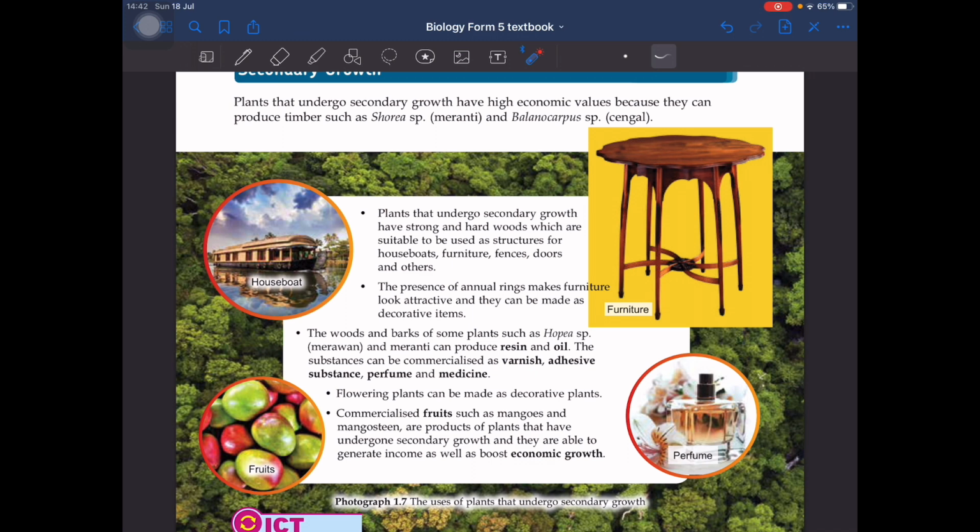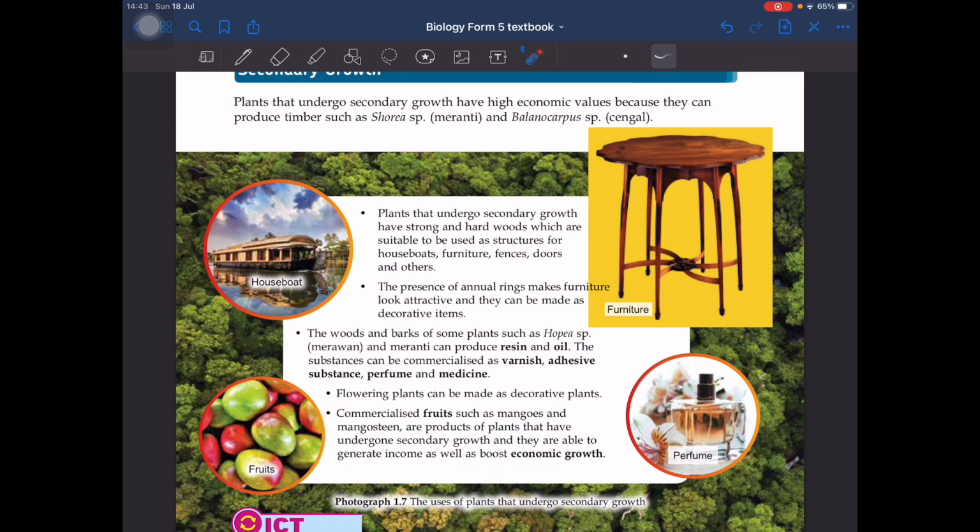Okay, then we go to the third point, which is the woods and barks of some plants can produce resin and oil. So this can be commercialized as varnish, adhesive substances, perfume, and medicine. So you also have kayu gaharu, it's perfume, right? Flowering plants can be made as decorative plants, as usual. And lastly, commercial fruits such as mangoes and mangosteens are products of plants that have undergone secondary growth, and they are able to generate income as well as boost economic growth.